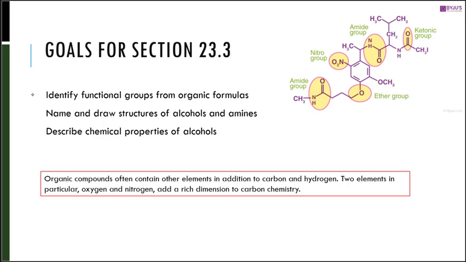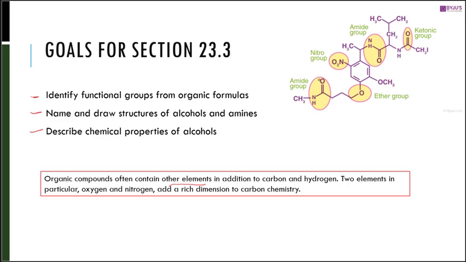In this section you will be able to identify functional groups from organic formulas, name and draw structures of alcohols and amines, and describe chemical properties of alcohols. Organic compounds often contain other elements in addition to carbon and hydrogen. Two elements in particular, oxygen and nitrogen, add a rich dimension to carbon chemistry.